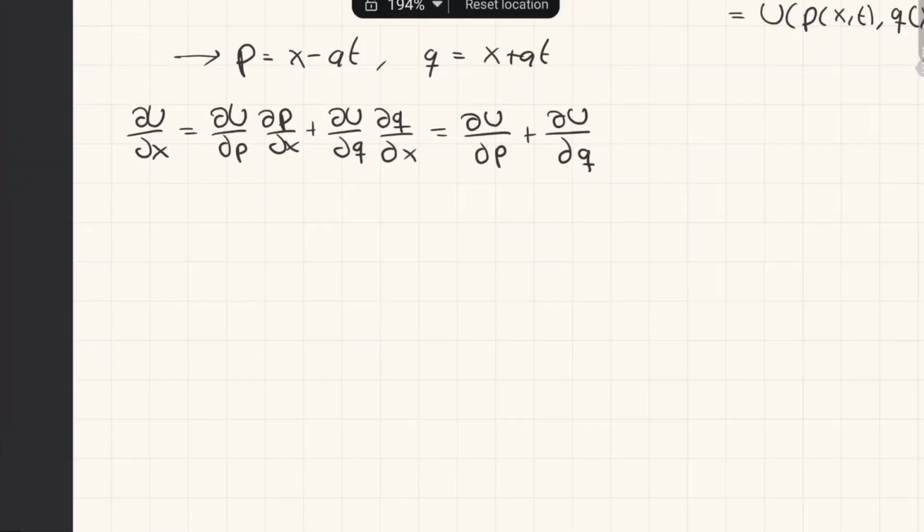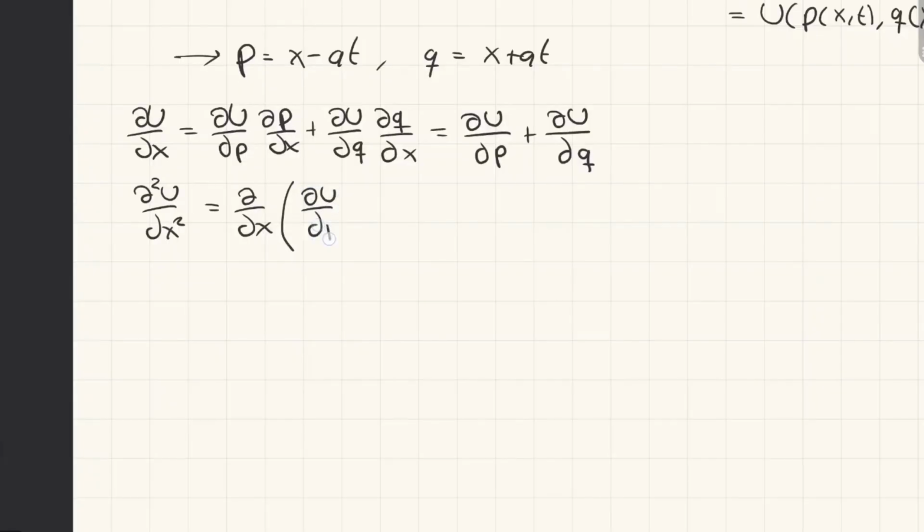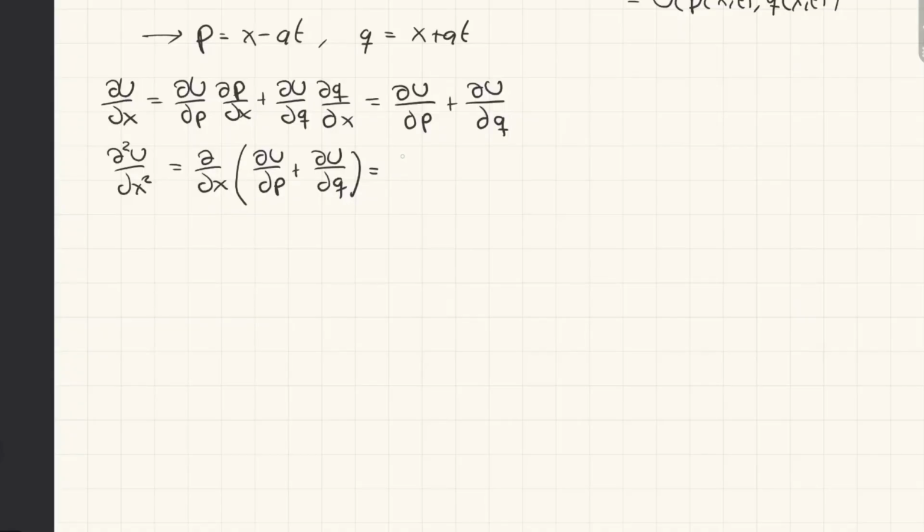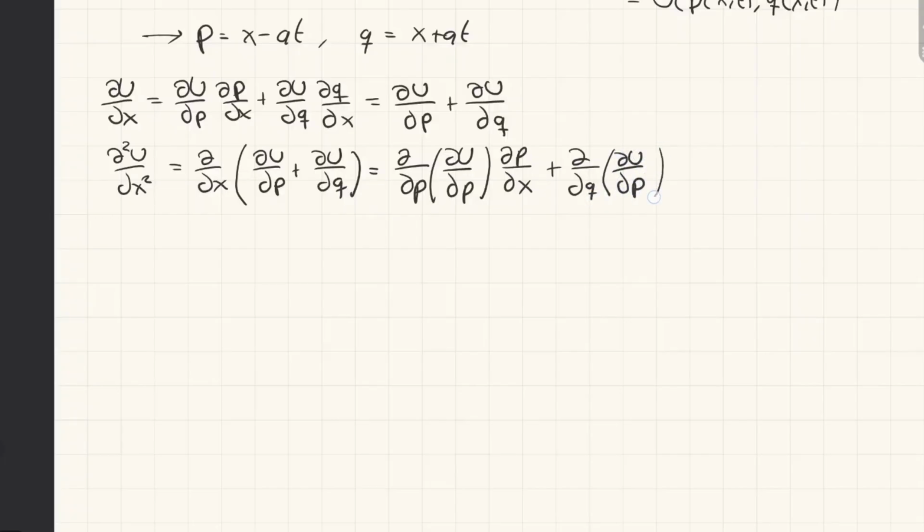Perfect. So what is going to be the second derivative of u with respect to x? This is just the derivative with respect to x of the derivative of u with respect to p plus the derivative of u with respect to q. So this is the derivative with respect to p of the derivative of u with respect to p, times the derivative of p with respect to x. And now we are going to do it with the variable q, right? So this is the derivative with respect to q of the derivative of u with respect to p, times the derivative of q with respect to x.